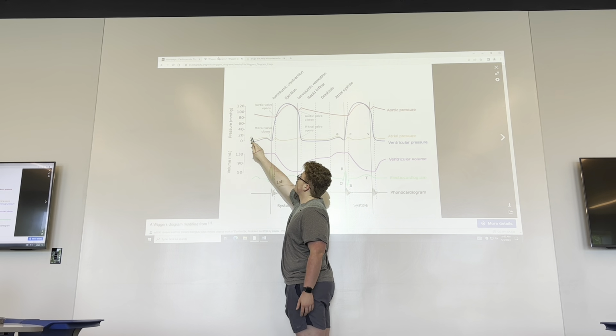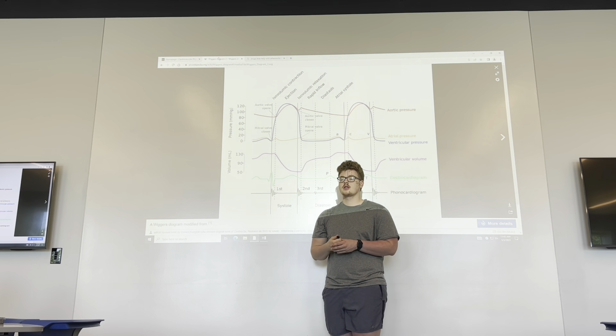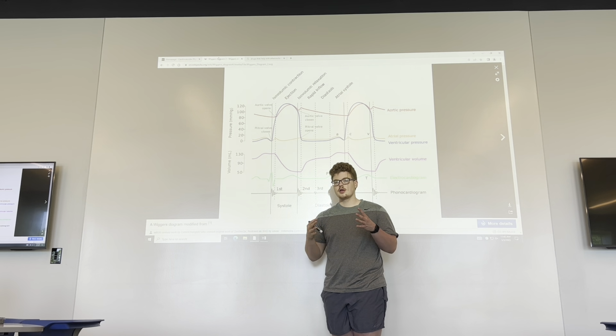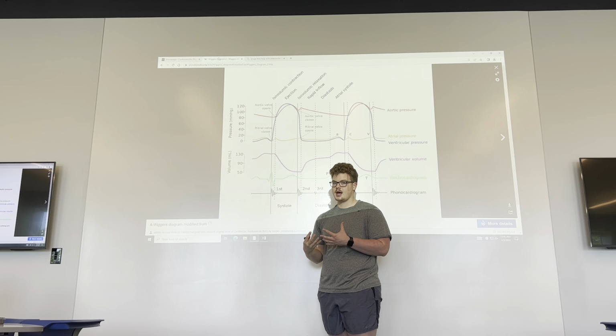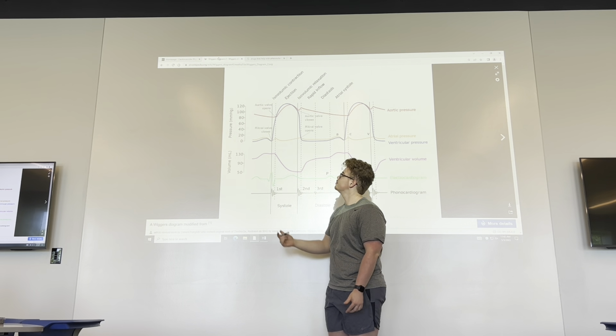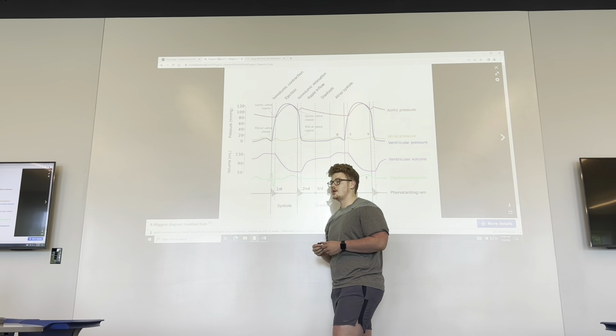Moving up, we have slight increases in both our atria and our ventricle. That again is because of the atrial depolarization that we see down here. Basically it contracts, the space that the blood has is lessened, so that pressure will have a slight increase. Aortic pressure actually starts to decrease.